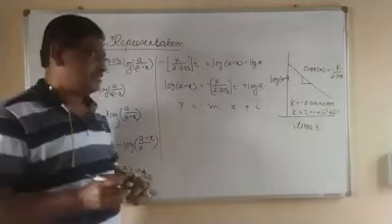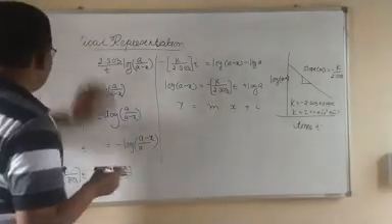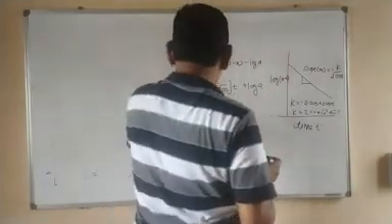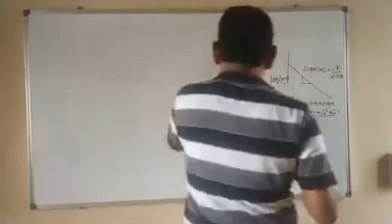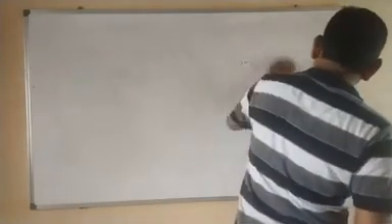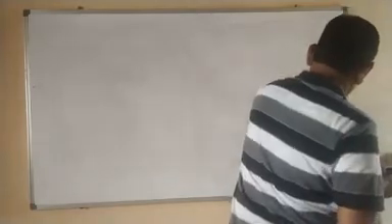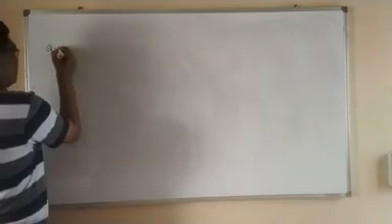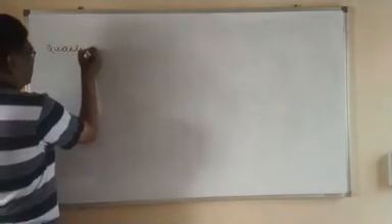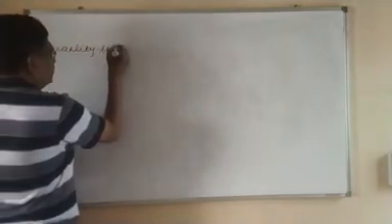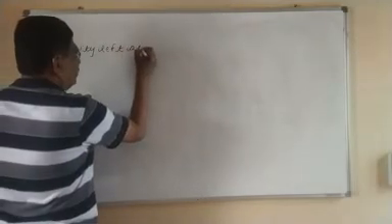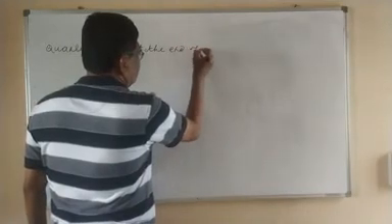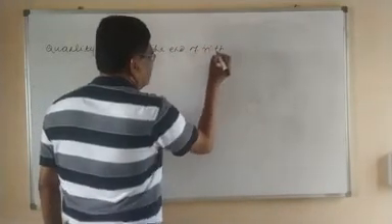Last characteristic, that is the amount left at the end of n half lives, a fixed characteristic: quantity left at the end of n half lives.